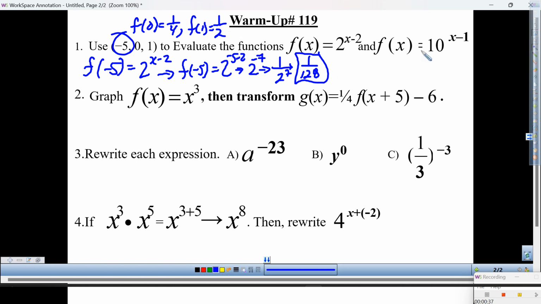All right, not bad. And the process for this one is the same as this. However, we got f of -5 being 1 over 10 to the -6, which is 1 million. F of 0 is 1 over 10. And f of 1 is 1. Something like that. All right, transformation, I'll leave that to you. By now you should know what to do with each component.